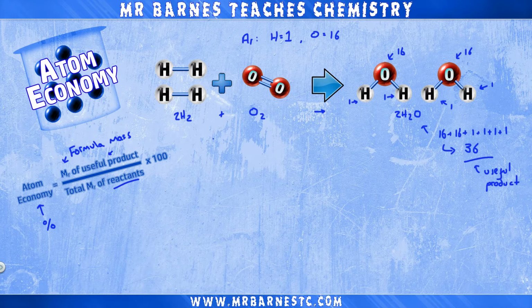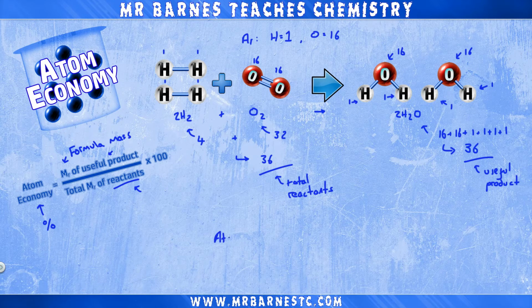If we move on to the total formula mass of the reactants then, you can see that from my 2 hydrogen molecules, I have 4 hydrogens, each with a mass of 1, giving me a total formula mass of 4. And then from my 1 oxygen molecule, I have 2 oxygens, each with a mass of 16, giving me a total formula mass of 32. So if I add all of the masses of my reactants together, which is 4 plus 32, I get 36.